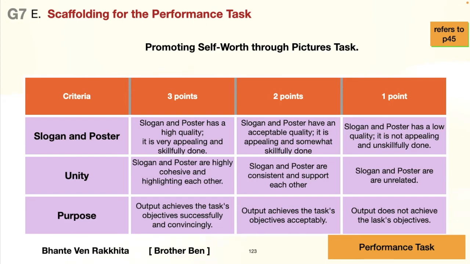And the rubric for that will look like this. It needs to have a slogan and a poster. 3 points, it will have a high quality, be very appealing and skillfully done. The two things, the slogan and the poster, must be highly cohesive and highlighting each other, and the output achieves the task objective successfully and convincingly. But for 1 point only, it has a low quality, it's not really appealing, and it's not very skillfully done. The unity aspect, slogan and poster are unrelated, and purpose, output does not achieve the task's objectives. There's your performance task.